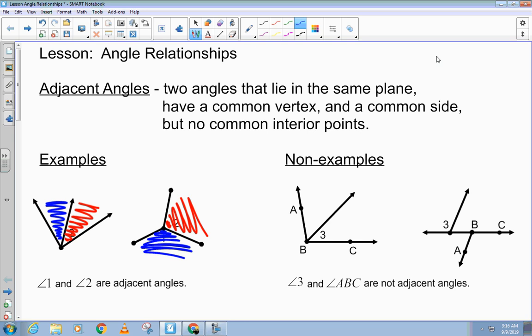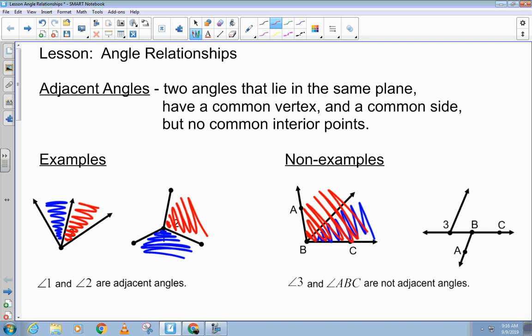Here's the things that are not adjacent. If we look at angle 3, which is this angle right here, and angle ABC, what's the problem with this? They overlap each other. They're invading each other's space. They're not being good neighbors, so they're not neighbors.